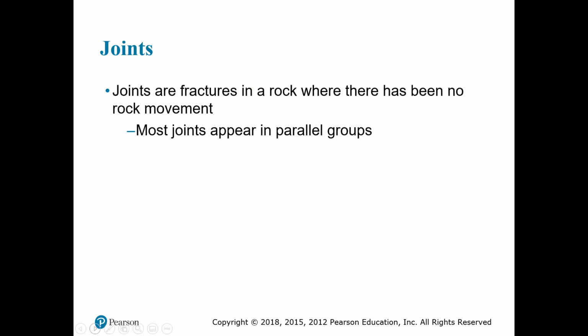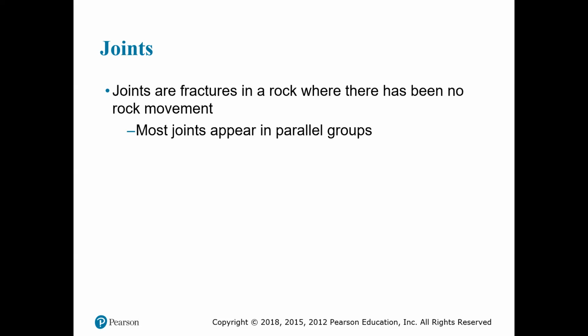Now, so faults are fractures in rock where movement occurs. Joints, okay, remember, are fractures where there has been no rock movement. They're some of the most common geological structures that we can find. We can see these in just about every rock outcrop. Most joints occur in parallel groups. Most joints occur when the rocks in the outermost layer of crust are deformed by tensional stresses. They stretch the rock layer and they cause it to break. Again, we know that breaking is due to brittle deformation.